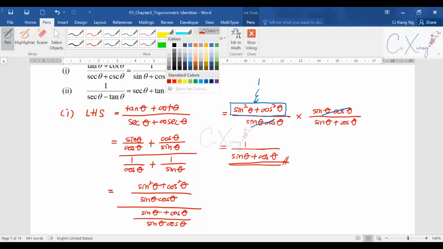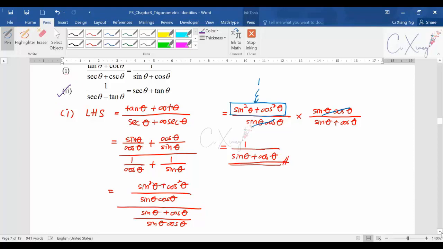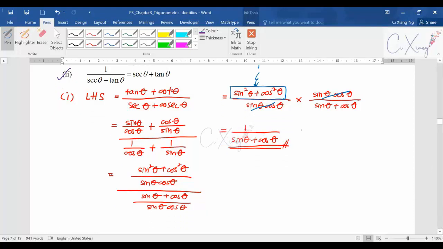For those who are interested to try, you can try part number 2. But generally part number 2 is quite hard. Most of the students can't really think of the proper way. But actually this question, the solution is quite short. I also learned this short method from my previous students.